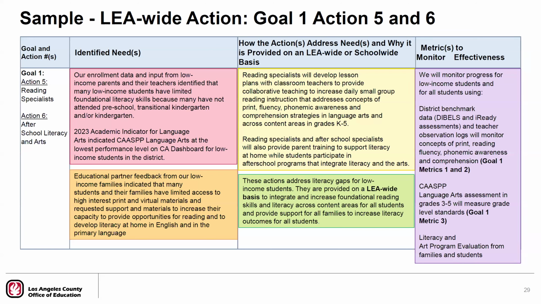The green text box addresses why this action will be provided on an LEA-wide basis, as all students and families can benefit from the support. And in the purple, we have our metrics to monitor effectiveness. Again, important to note here, you see three metrics that we will find in the metrics table, but we also have an evaluation form for families and students. You might not see the evaluation form in the metrics table because that data may not be able to be disaggregated due to anonymity. So let's take a look at the metrics table.